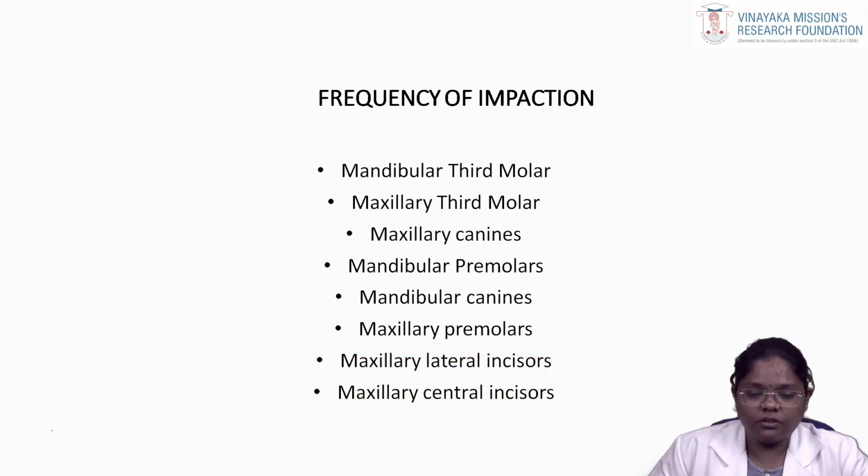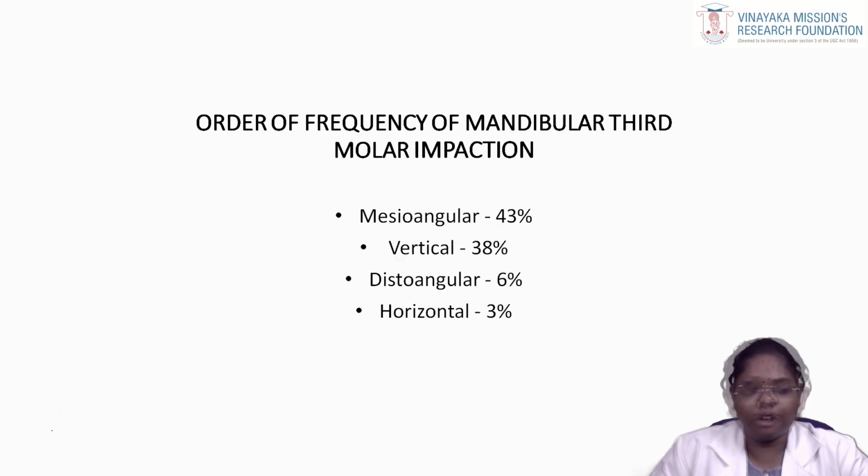Frequency of impaction. Coming to the frequency of impaction, mandibular third molar is the most common tooth to get impacted. Following that, maxillary third molar, maxillary canines, mandibular premolars, mandibular canines, maxillary premolars, maxillary lateral incisors and maxillary central incisors follow the order. Order of frequency of mandibular third molar impaction: most common type of impaction is mesioangular, which comprises 43%. Following that, vertical comprises 38%, distoangular 6% and horizontal 3%.